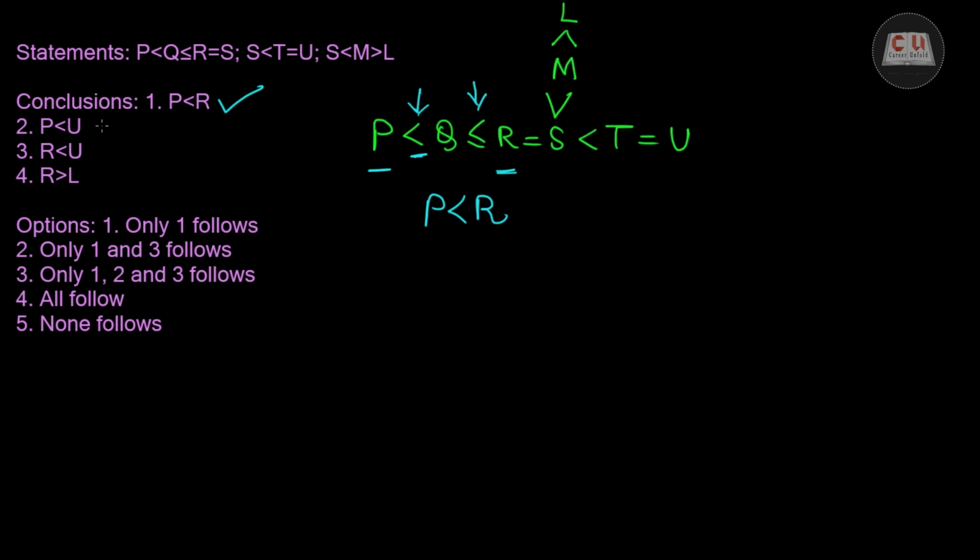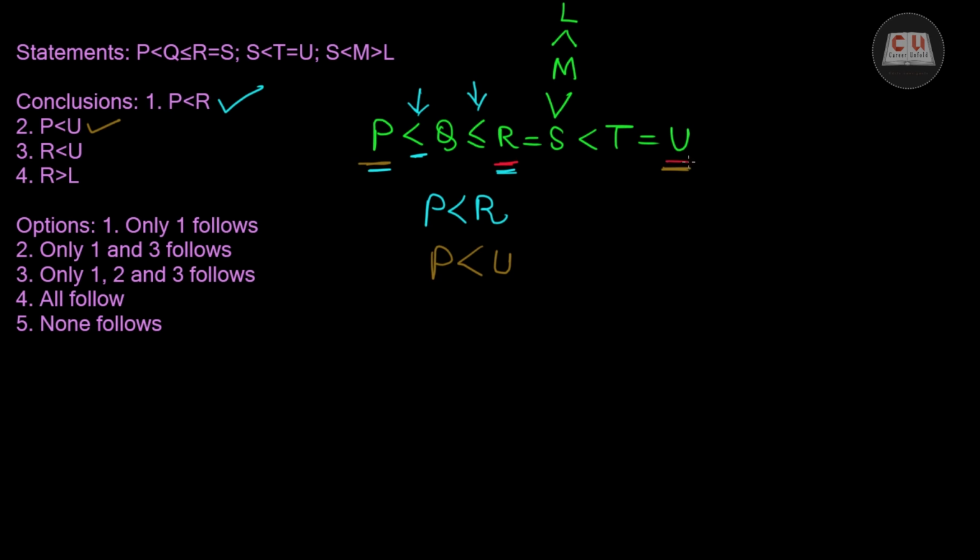Then we have P and U. Here's P and here's U. Okay. Straight combination, a straight arrangement. So there are three symbols in between. The less than, equal to, and equal to. Highest priority is to the less than. So P should be less than U, and that is what is given in the conclusion. Thus it is true.